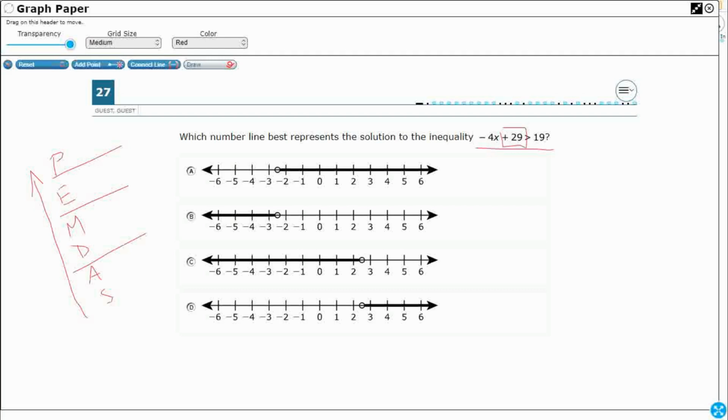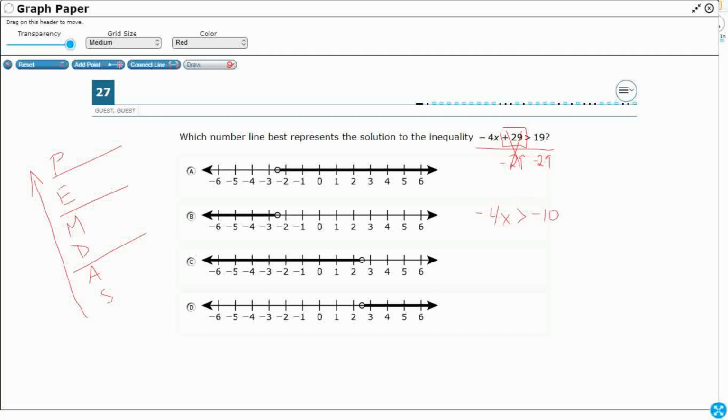So I'm going to use my properties of operations to eliminate that 29 from that side. So I need to find the inverse. If I'm going to add 29 to this negative 4x, in order to remove it from that side, I need to do the inverse, or subtract 29. Now the properties of operations tell me that I can do this on one side of the inequality as long as I do it on the other side of the inequality. So that's going to keep it balanced. So I'm going to get negative 4x is greater than 19 minus 29. So that's like negative 29 plus 19, so that's going to give me a negative 10.